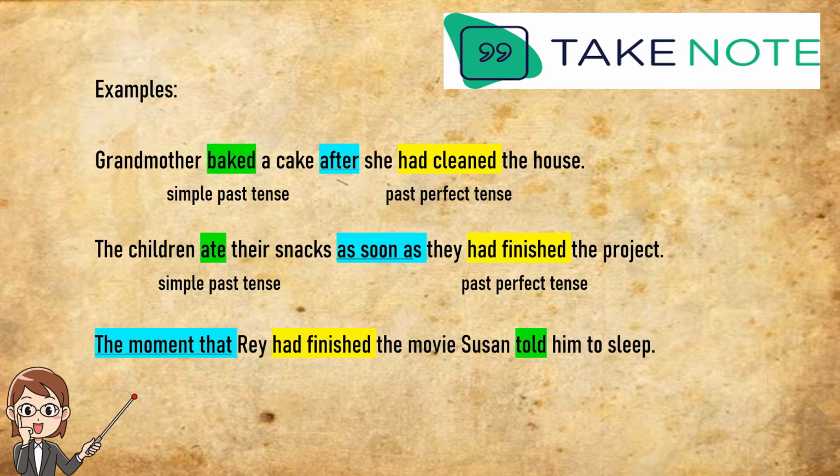Another one: the moment that Ray had finished the movie, Susan told him to sleep. The verb here is told, which is in simple past tense, and the time expression is the moment that, and the verb after that is had finished, which is in past perfect tense. Again, please take note that if the verb is in simple past tense, it is the verb that happened after the verb in past perfect tense.